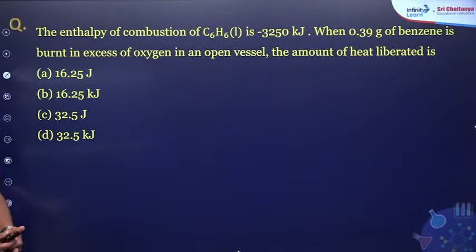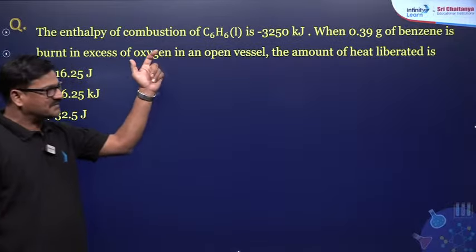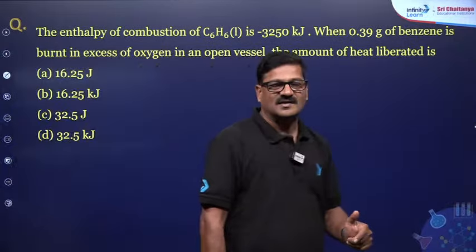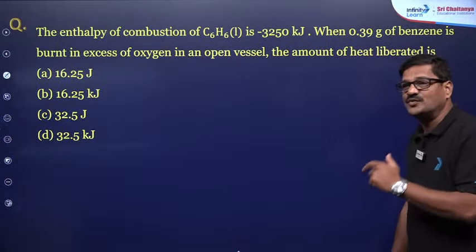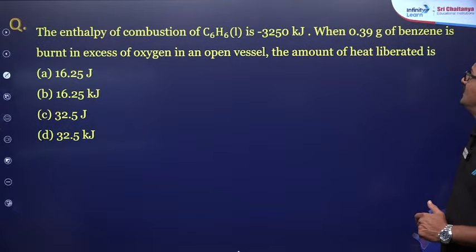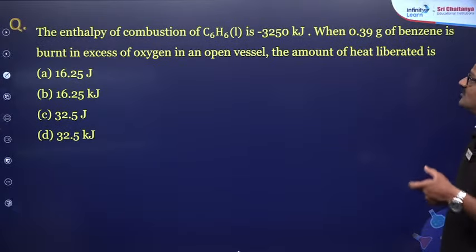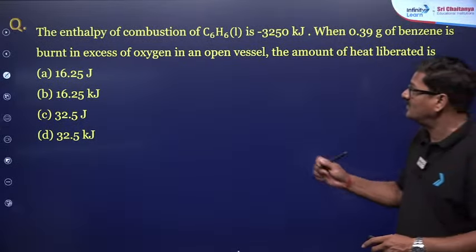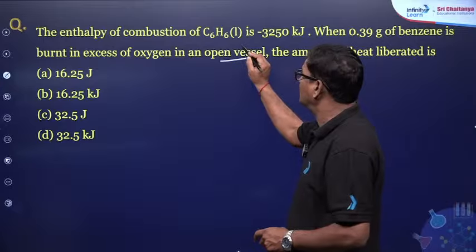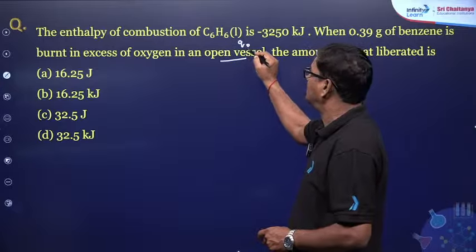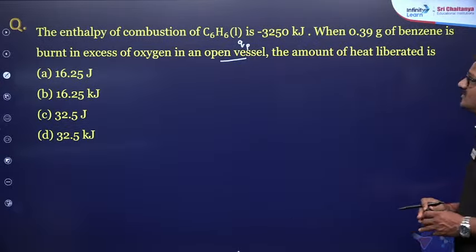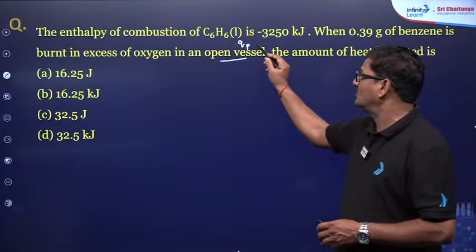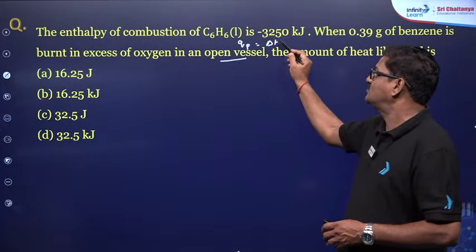Now moving ahead, a question. The enthalpy of combustion of C6H6 is minus 3250 kilojoules. When 0.39 gram of benzene is burnt in excess of oxygen in an open vessel. Open vessel means you are going to get heat at constant pressure. So the amount of heat liberated is, so you are going to calculate delta H.